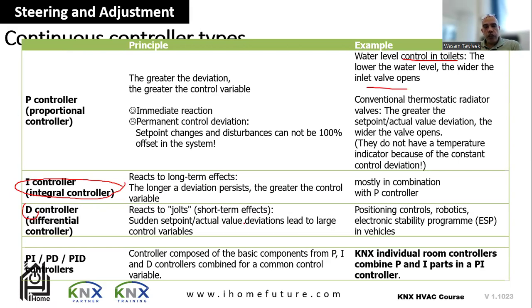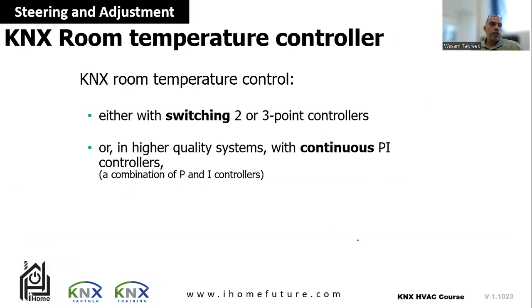All of this has a lot of equations. We're not responsible to know them, but you need to know that there are different types. So you have the on-off, the 3-point, and the PI, PD or PID controllers, where the controller is composed of the basic components P, I and D combined for a common control variable. KNX room temperature control uses PID most of the time, either with switching 2- or 3-point controllers, or in higher quality systems with continuous PI controllers, a combination of P and I controllers. This is what we use in our KNX normally.